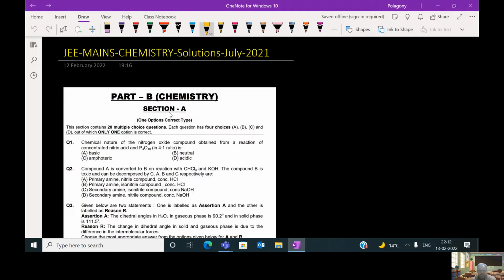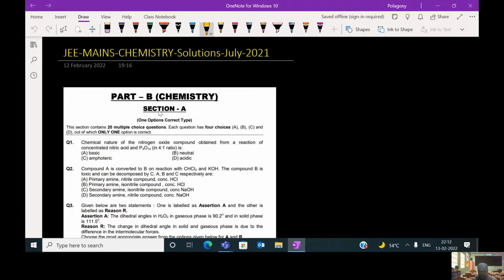So, 20 multiple choice questions we'll discuss, and each question has 4 options. Out of the 4 options, we should pick up only one option. The correct option we have to pick up from this question paper. Let us start a discussion of questions.